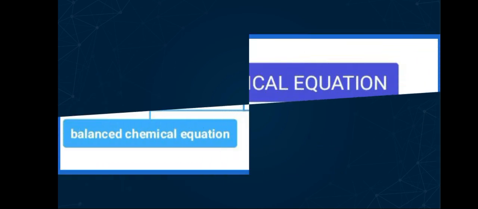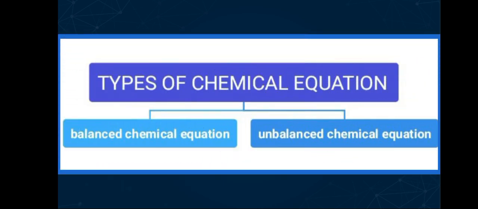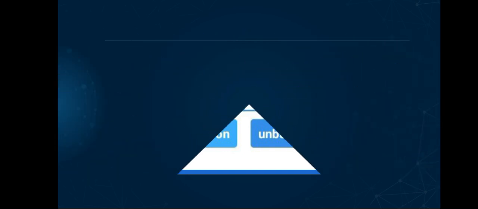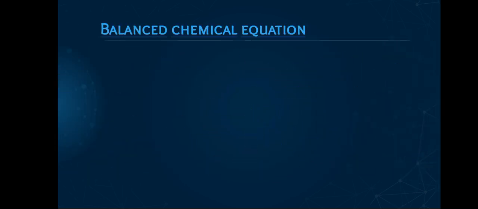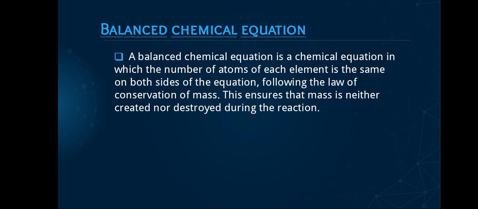Now let us see the types of chemical equation. There are two types of chemical equations: balanced chemical equation and unbalanced chemical equation. Now let us see the definition of a balanced chemical equation. A balanced chemical equation is a chemical equation in which the number of atoms of each element is the same on both sides of the equation, following the law of conservation of mass. This law of conservation of mass states that mass is neither created nor destroyed during the reaction.